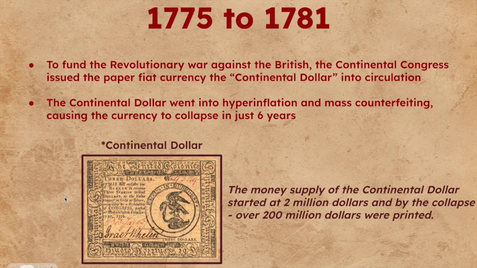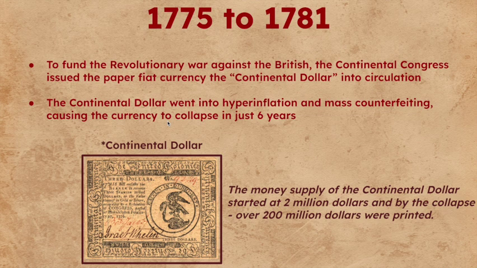And so then we all kind of know what happened in 1776, right? To fund the Revolutionary War against the British, the Continental Congress, which was the Congress of the United States at the time, issued the paper fiat currency called the Continental Dollar. Now, the Continental Dollar went into a hyperinflation and mass counterfeiting, causing the currency to collapse within 6 years, right?